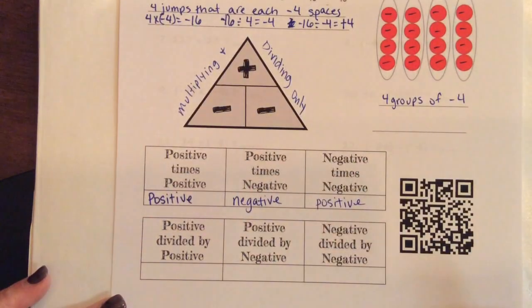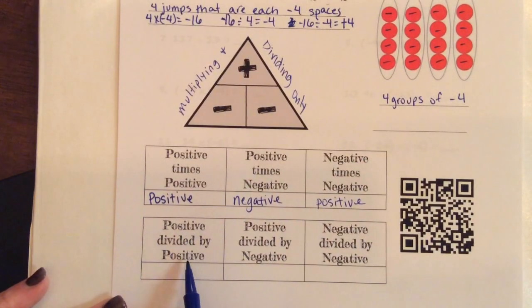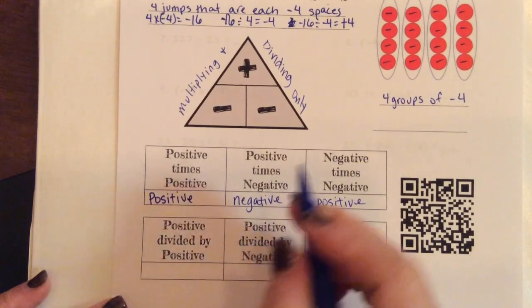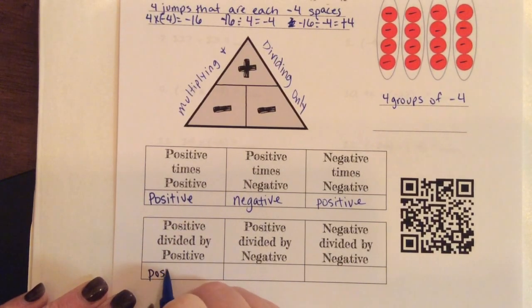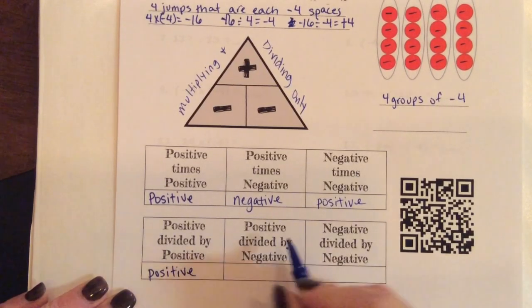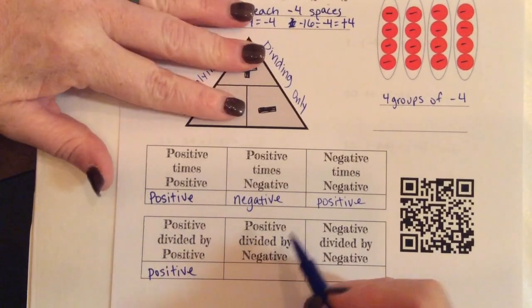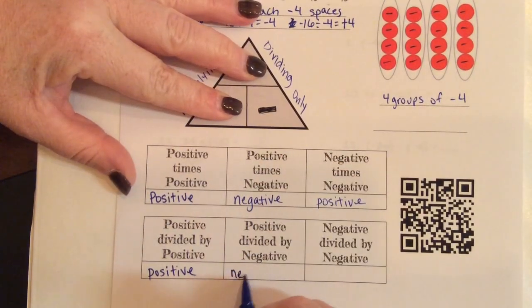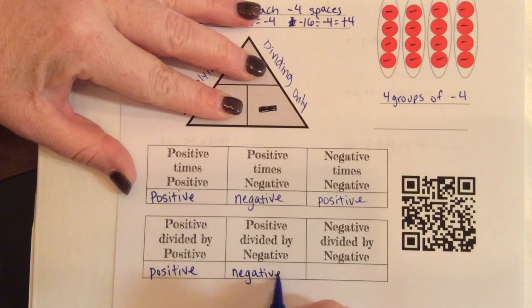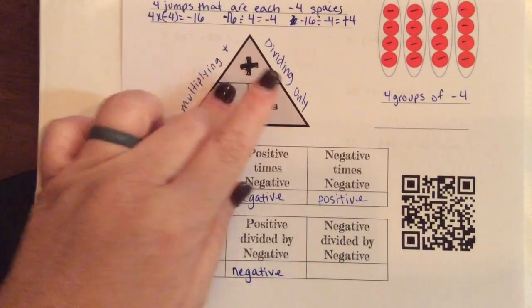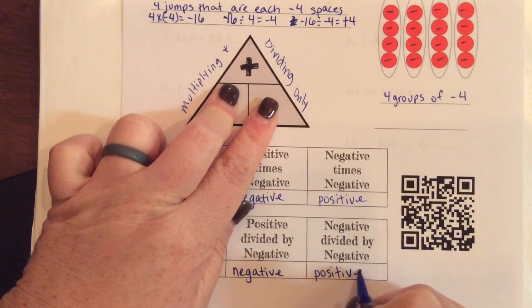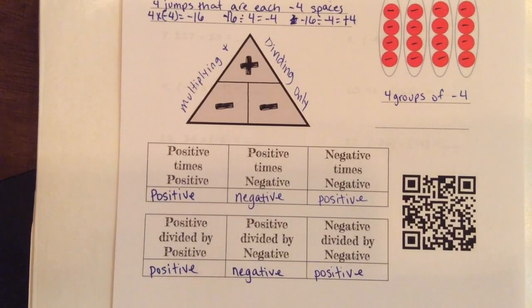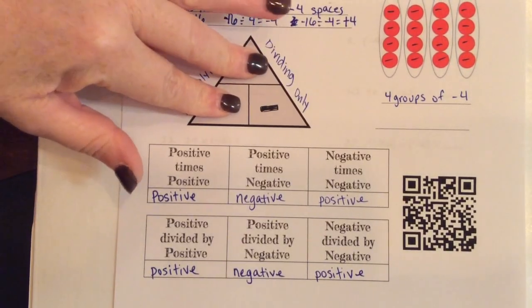This also works with dividing. Okay, positive divided by positive. Well, that's what we've been doing for years. So we don't even have to write that one on here. Positive divided by positive is just positive. 10 divided by 5 is 2. Okay, positive divided by a negative gives me a negative answer. Negative divided by a negative gives me a positive answer. I guess I could also say negative divided by a positive, but that would also give me a negative answer.